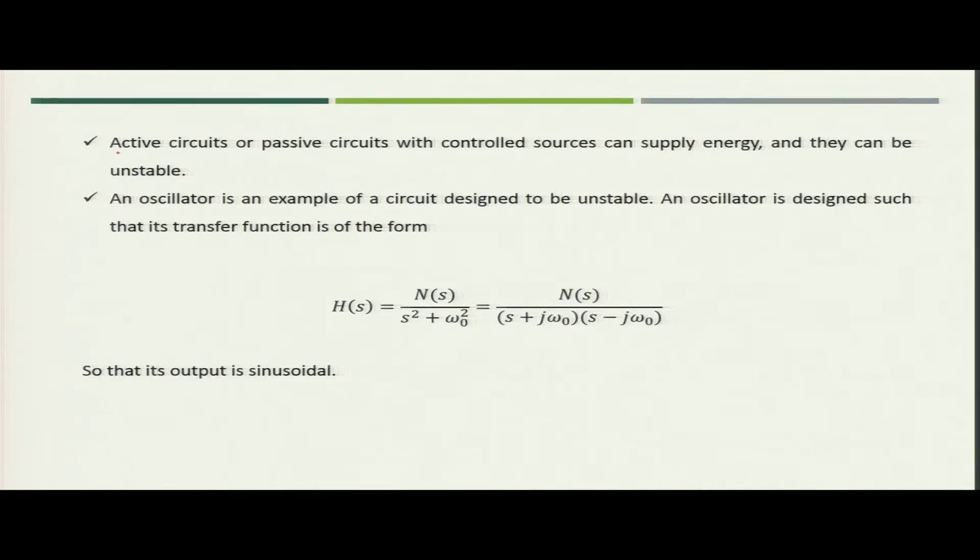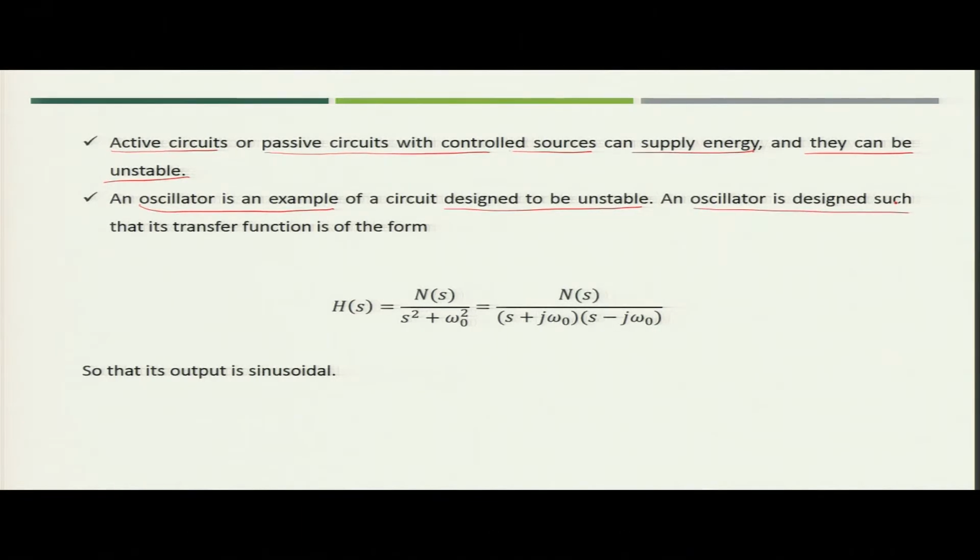Now, there are certain circuits, like active circuits or passive circuits which contain controlled sources which can supply energy, and that is why they can be unstable. The oscillator is another example of such circuits, which is designed to be unstable, because it will not die out to some constant value when the time t tends to infinity.